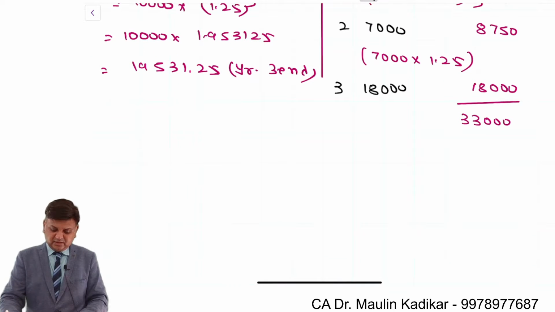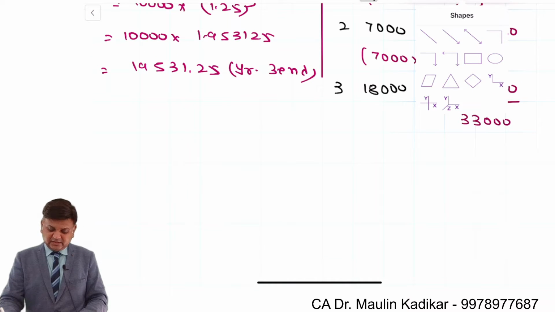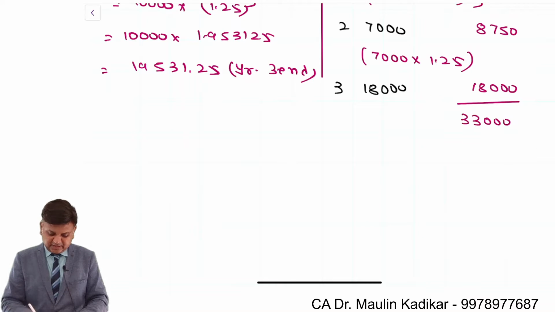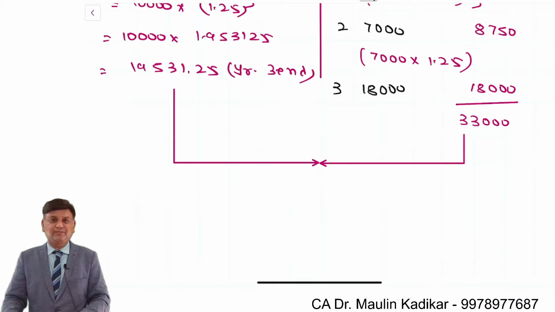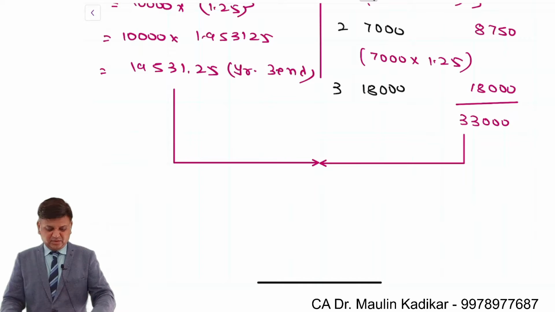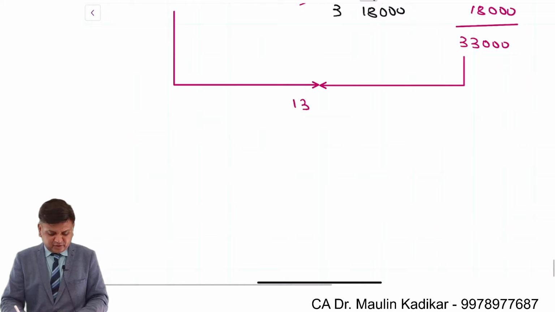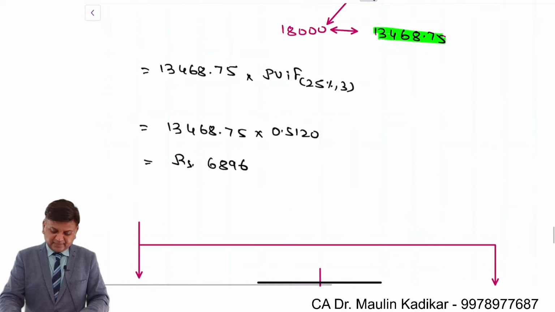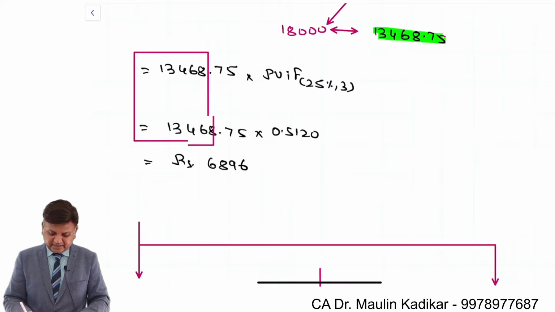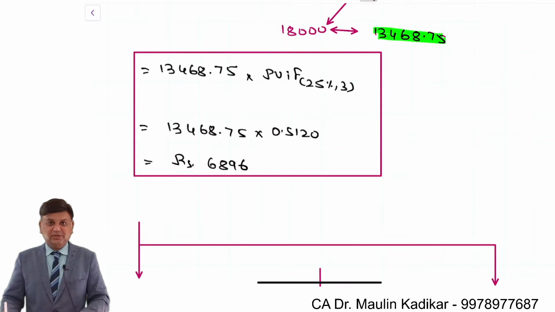We understand that you could have received otherwise an amount of 19,531.25. And if at all you make investment in this project, then what do you receive? You receive 33,000. So do you receive more or less? More. How much more? You receive more by 13,468.75. Again we understand, of course, the discounted value, present value of the same is equal to the NPV of the project, that is 6896. This is what we understand.